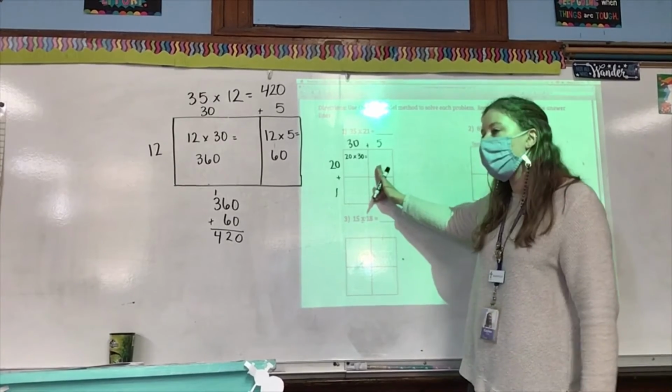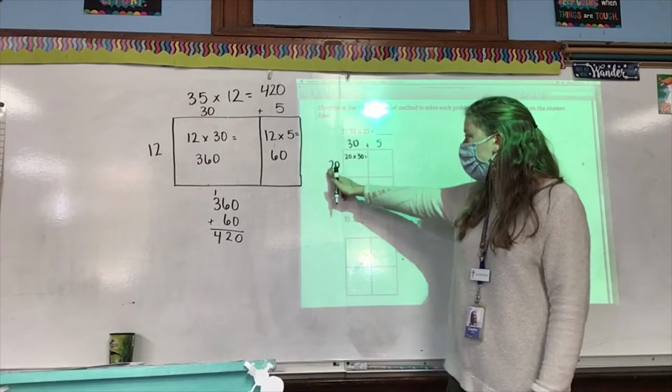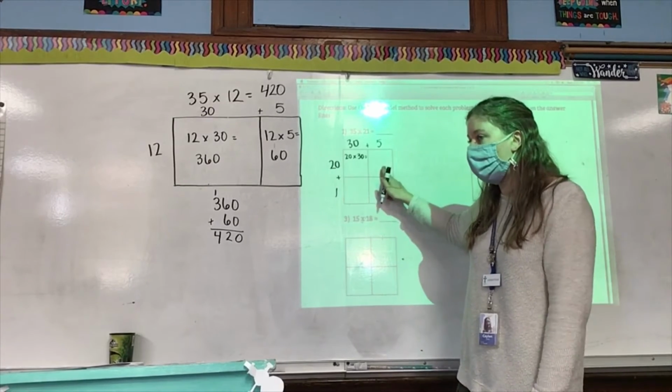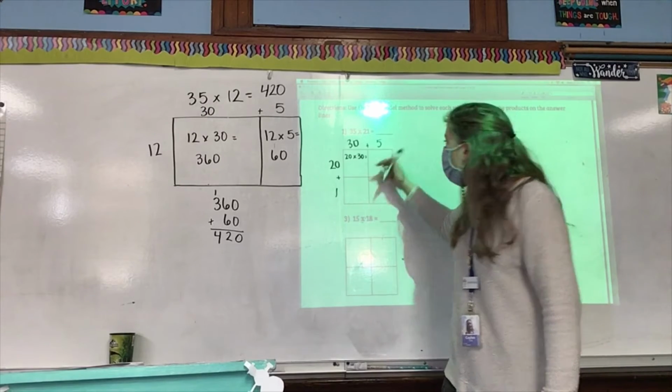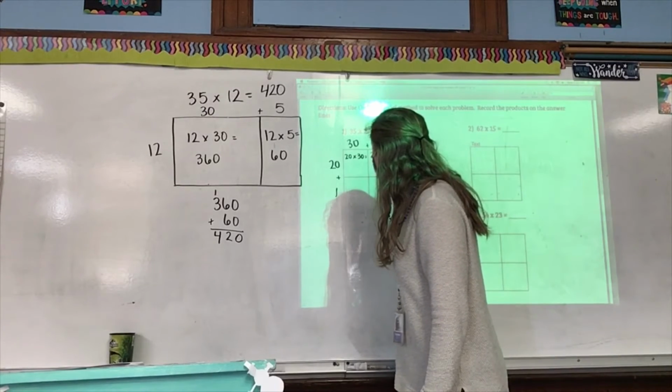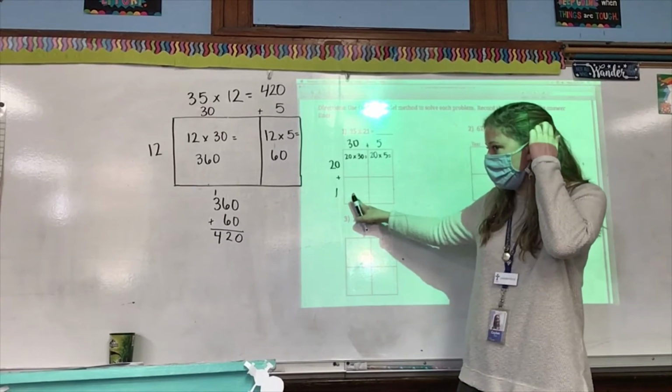So now what multiplication problem goes in this box? 5 times... Let's go in the same order every time, okay? So 20 was first here. Let's put it first here too. 20 times 5. Okay, what equation goes in this box right here?